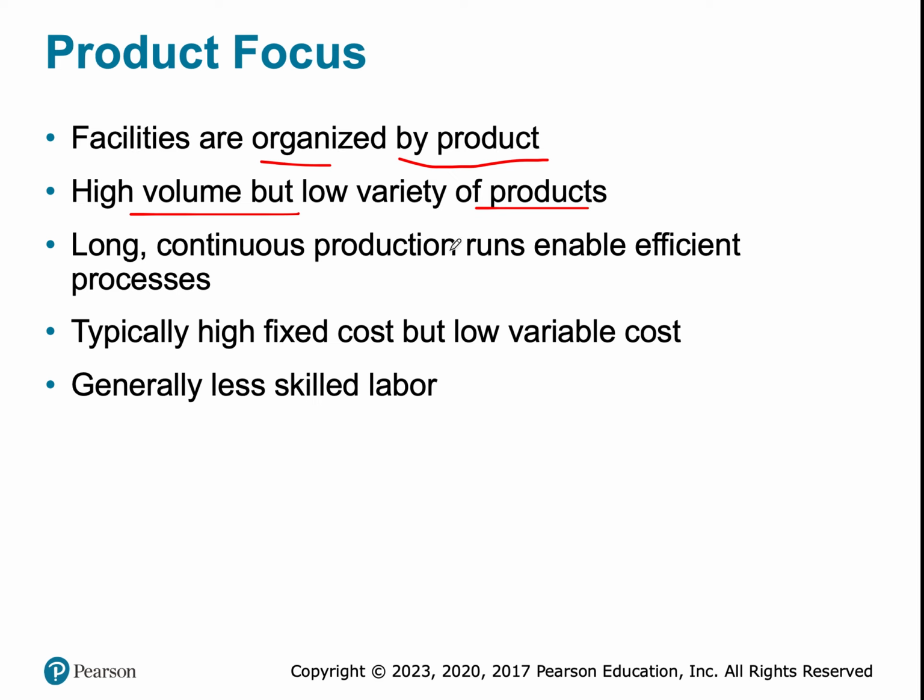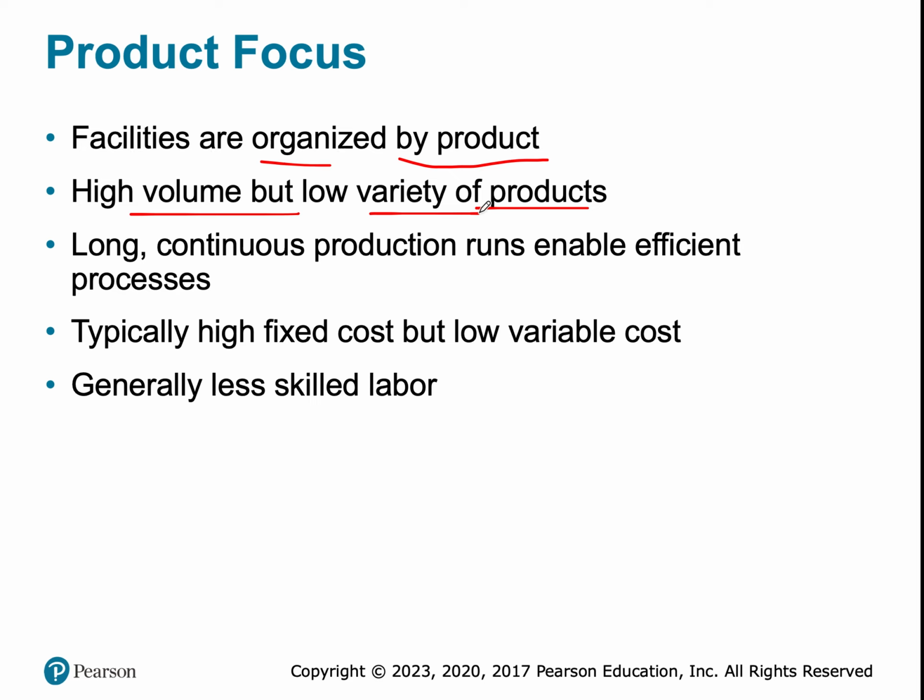What this means is that you produce very many products that are similar, that are the same. Let's say for example you're making a printing machine, a specific printing machine. You're going to make laser printers. You're going to make so much volume of it that are the same, not different. Okay? So here includes a long continuous production run that enables efficient processes to take place.